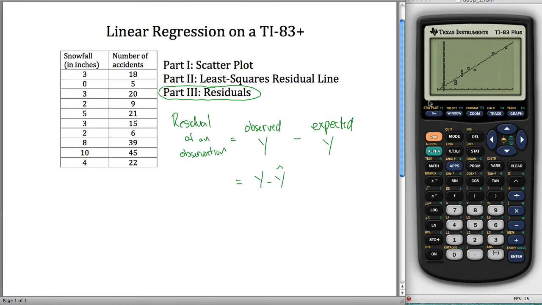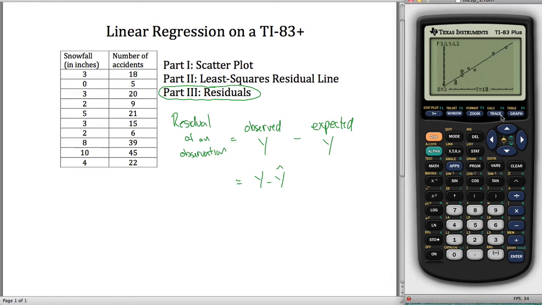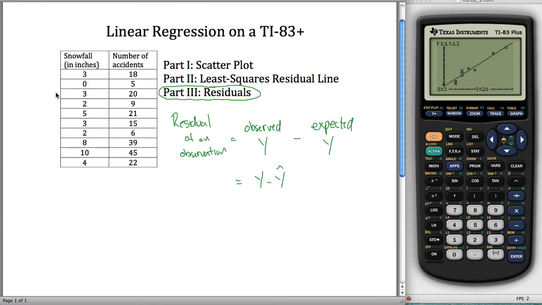So what I mean by that, okay, when we left off, we had our scatter plot here and our linear regression line. I can trace some of these values, and let's find one to pick on. Maybe this one here, when x equals 3, y equals 20. So what this is saying is that I observed 20 accidents, but I didn't expect 20 accidents. What I expected is whatever the height of the line is at that point. In other words, I expected whatever y hat is when x equals 3.